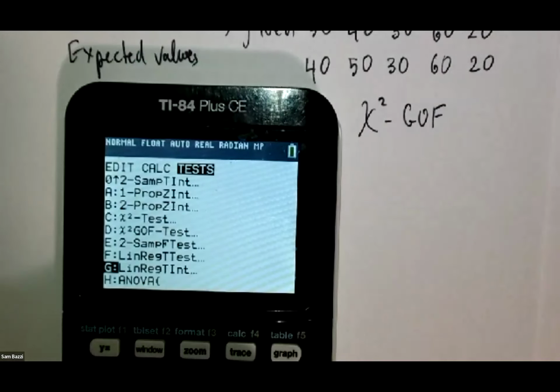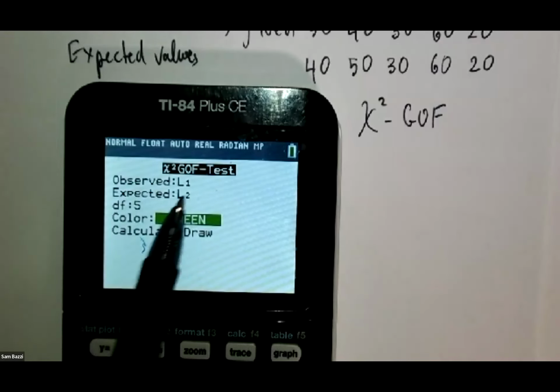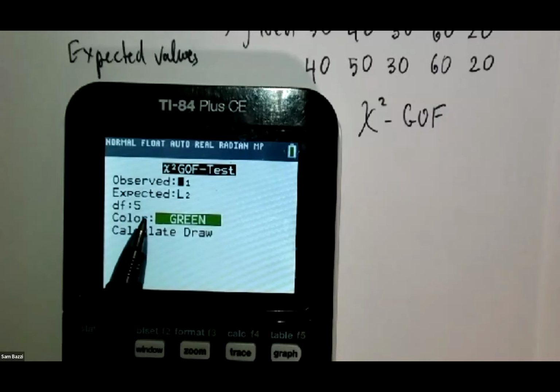Scroll up, it's right there. So section 12.1, this is the only test that you need, guys, this one right here. Okay, are my observed values in L1? Yes. Are my expected values in L2? Yes. Now let me tell you what degrees of freedom is.